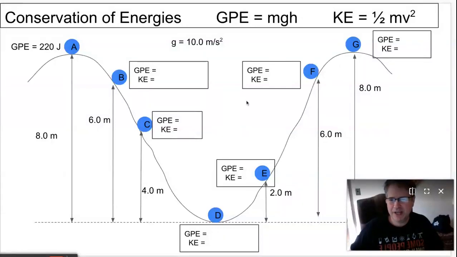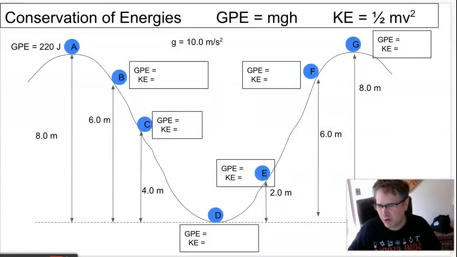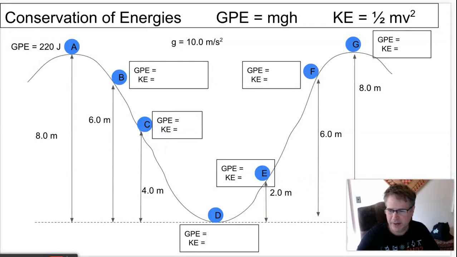So let me go through the energies of this diagram. If you were unsuccessful, if you got all those right, you can skip this, no problem. And so let's fill in the potential energies here. When we get to the bottom of the hill, potential energy would just be zero. And I'm not going to put joules in here, just to save time.